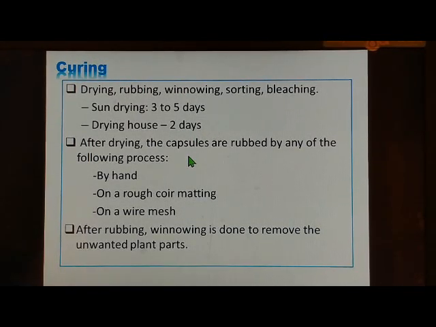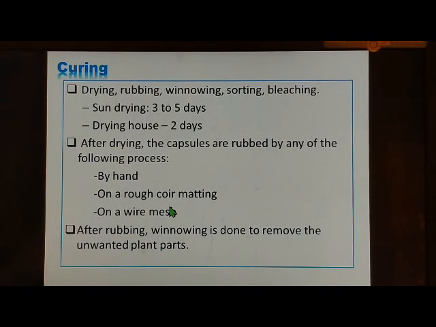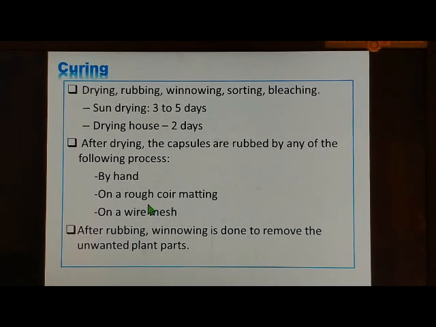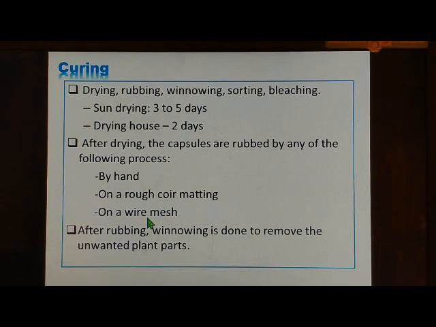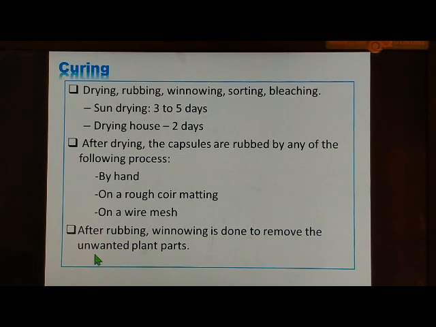Now after drying, the capsules are rubbed by any of the following processes, either by hand, or on a rough coir matting, or on a wire mesh. And after rubbing, winnowing is done to remove the unwanted plant parts. Here winnowing means they use a current of air to blow away the unwanted plant parts.